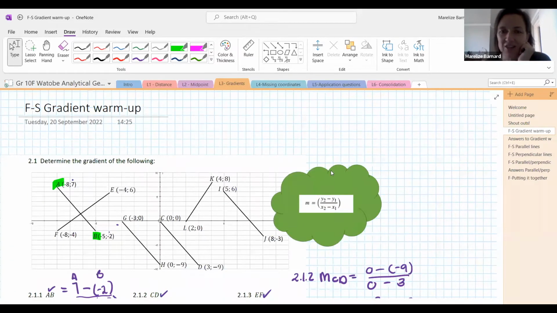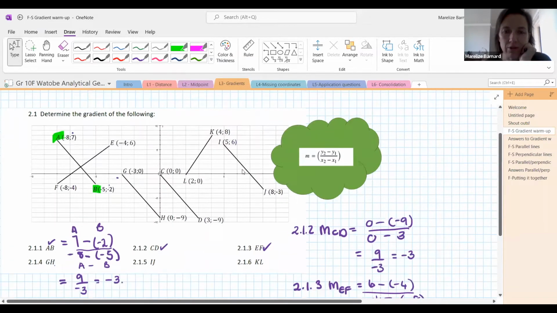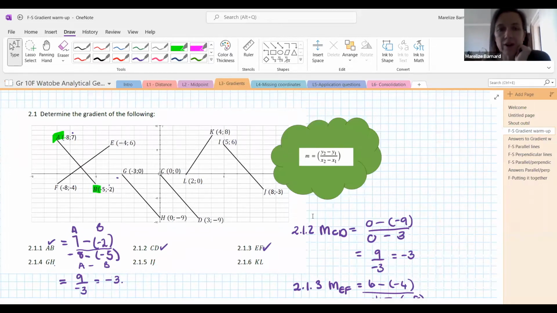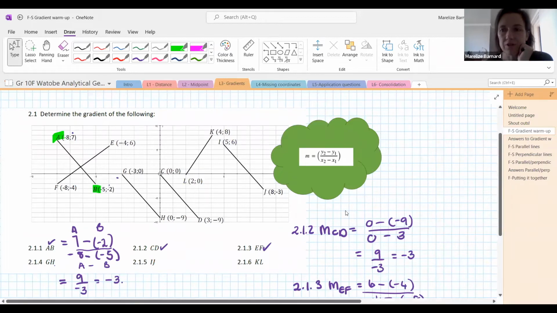Okay, so that's just a little warm-up exercise on gradients so that we can remind ourselves how to calculate the gradient and how all of that works. And then, like Niasha said, you can also have horizontal and vertical lines. For a vertical line, the gradient is undefined, and for a horizontal line, it is 0.